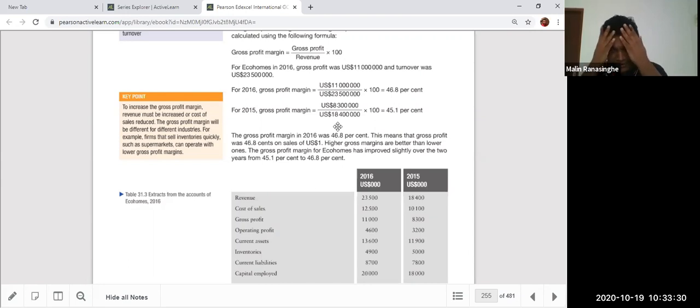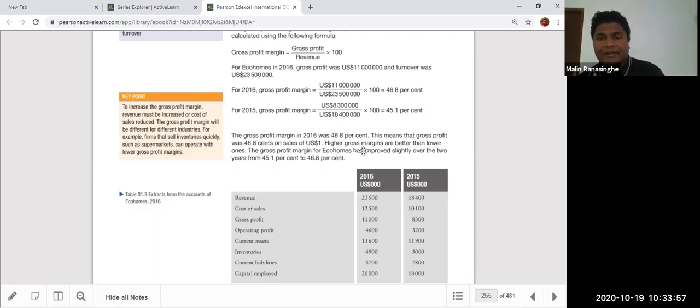When you're analyzing a business organization, think about the nature of that industry, whether it is a supermarket, a clothing shop, a hardware store, a restaurant, or a hotel. Think about the gross profit margin. Sometimes they are going down, and in this situation it is a slight increment, 45 to 46.